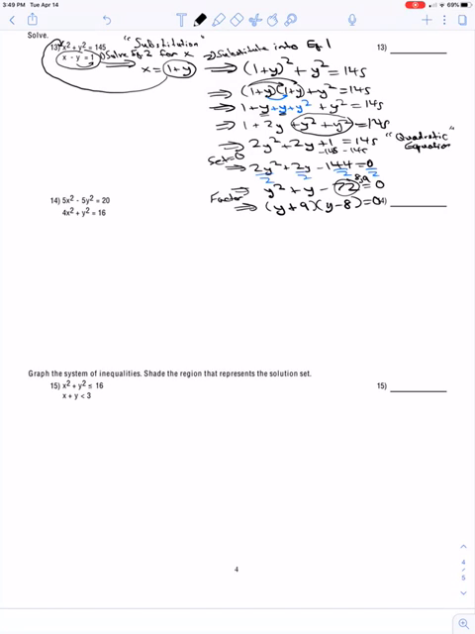So that means we have our solutions. We can go use our zero factor property. y plus 9 can equal 0, or y minus 8 can equal 0. So y equals negative 9, or y equals 8.